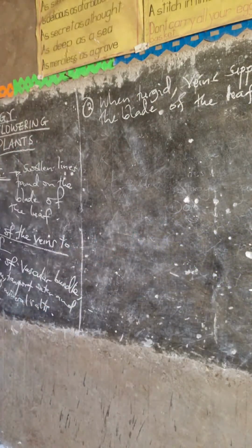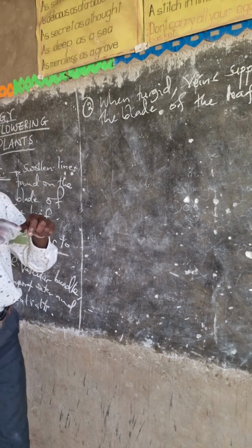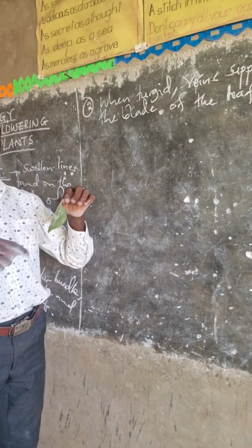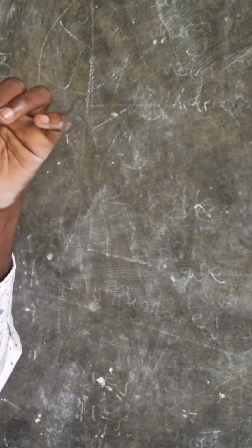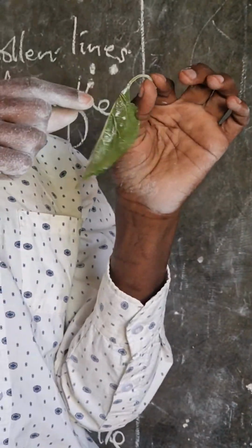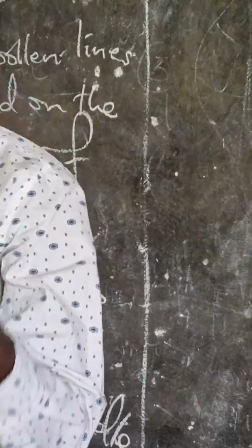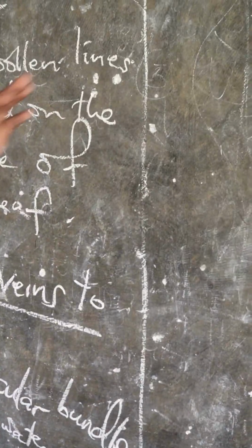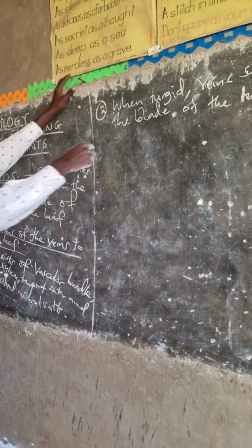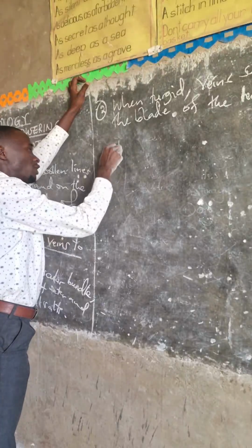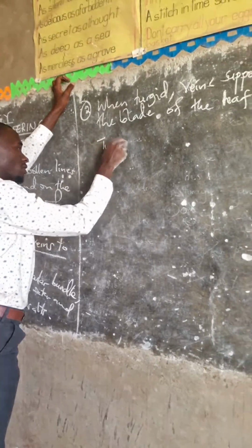So when they lose their rigidity, that is when they lose the water in them, the stiffness in them is lost, the leaf will have to fold like this. The veins, we shall look at so many other things. These are some of the major functions of the vein. To go on, we have types of venations.